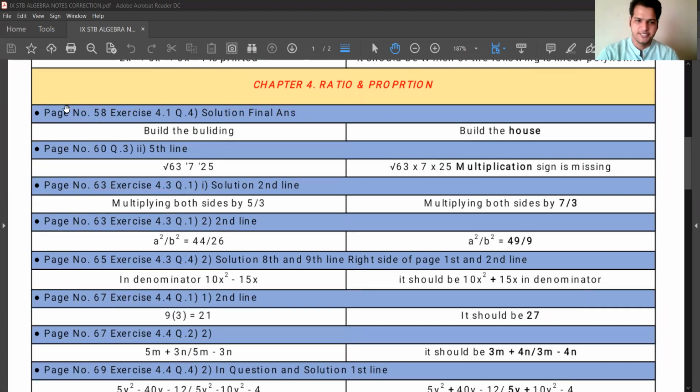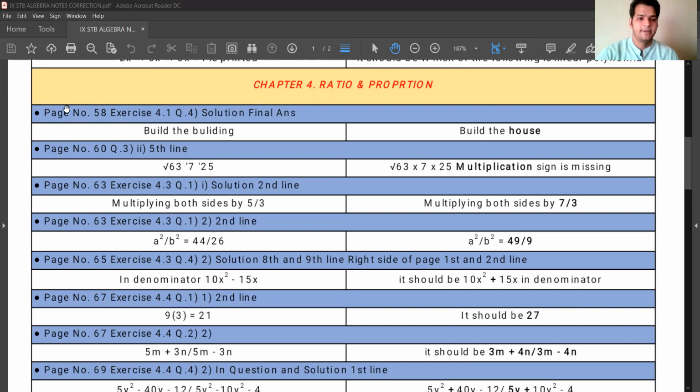Followed by page number 60, question number 3, sub question number 2, fifth line. Root of 63, 7 and 25. So in between these three numbers, no mathematical operator is visible in the printed part. So kindly place multiplication sign between these numbers. Root 63 multiplies with 7 multiplies with 25 should be the correction.